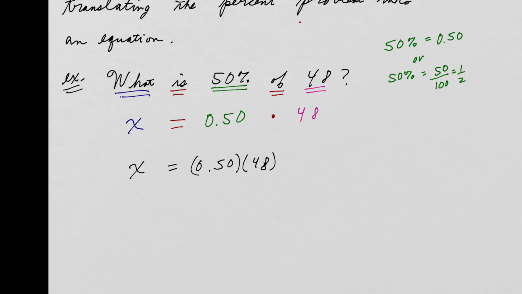Now, this is nice. The x is already isolated, so all I need to do is multiply those together. I'll do that on the side here. 0 times 8 is 0, 0 times 4 is 0, put a 0 here. 5 times 8 is 40, so put a 4. 5 times 4 is 20, plus 4 is 24. And then since in the factors there are 2 decimal places, I need to move the decimal place over twice, so that's going to be the answer. So in this case, x is equal to 24. Which makes sense, because 50% is half, so half of 48 is 24. That's the correct answer.